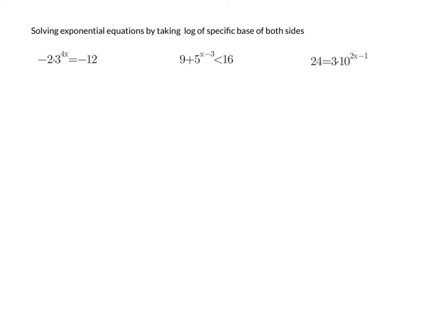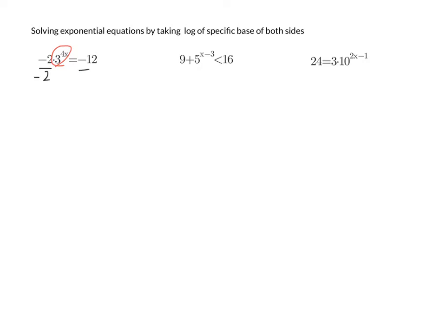Solving exponential equations by taking logs of a specific base of both sides. So we're going to use the base of the exponent to determine which base of the log we're going to use. The first thing we have to do is make sure we get the exponential part by itself. So there's 3 to the 4x. That needs to be alone before I can use the log base 3. So the base is 3, so I'm going to use log base 3.